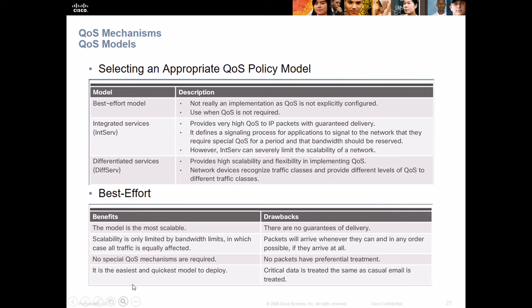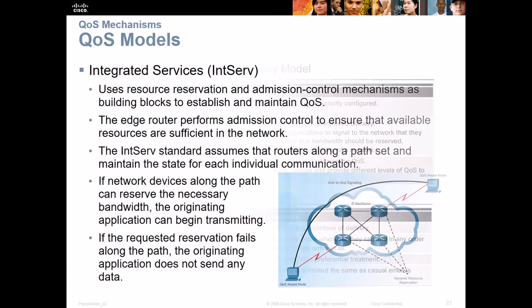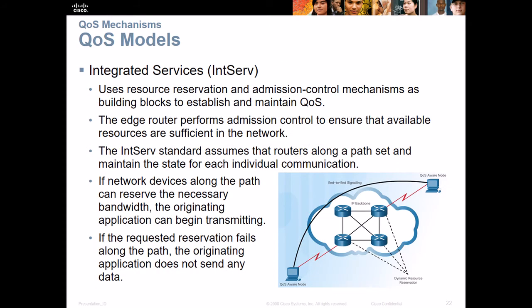Here are the benefits for the best effort and the drawbacks. If you want to write those down, that's really up to you, not required. But here we go. Let's get into the integrated services.